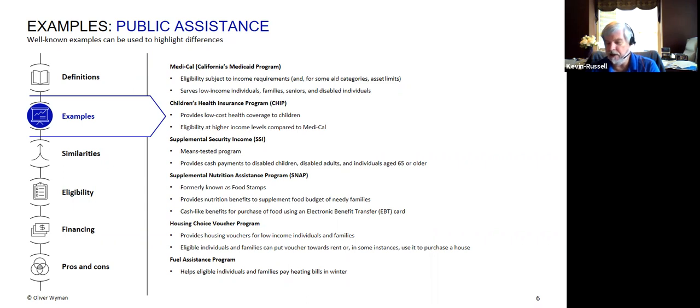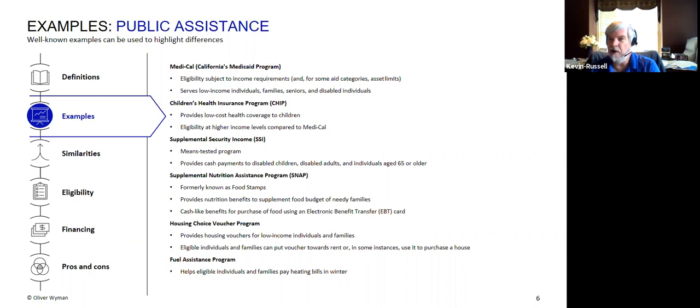100% of the FPL is $26,500 in 2021 for a family of 4 in the 48 contiguous states. Subject to federal guidelines, the states determine the FPL percentages for Medicaid eligibility, and percentages can vary by state and by eligibility group. The second example is the Children's Health Insurance Program, or CHIP, and this provides low-cost health coverage for children.